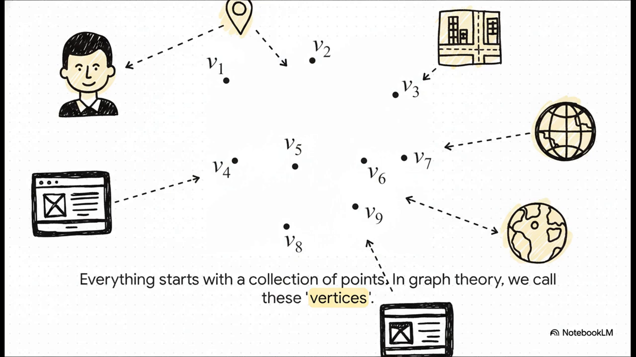So everything, and I mean everything, starts with the dots. In the world of graph theory, we call these vertices. A vertex can be literally anything. A person in a social network, a city on a map, a single web page, you name it. They're just the individual things in our network.